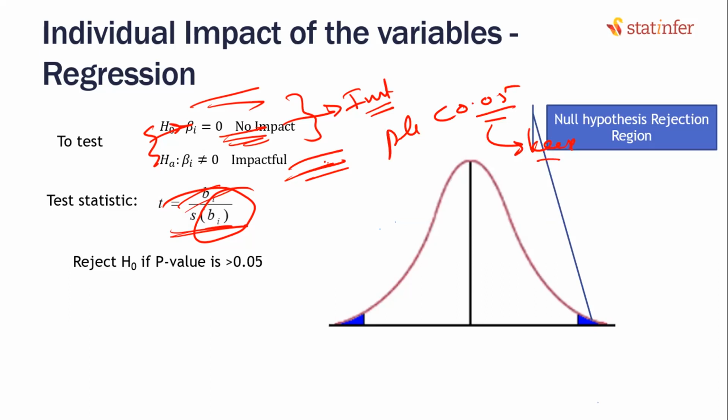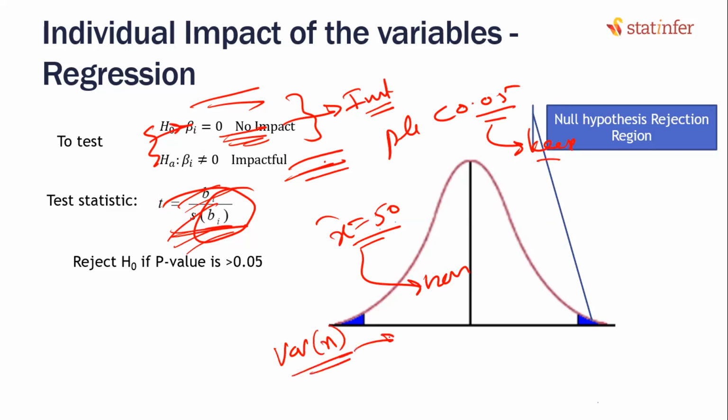Okay. So we keep such variables. First you start with the hypothesis only. Based on the hypothesis only, your distribution will come. If your hypothesis is x bar equal to 50, that follows normal distribution, let's say. If your hypothesis is variance of x, that means the variance in the age is, let's say, 5 years, the same variance in the sample will not follow normal distribution. It will follow something else. To test variance, some other f distribution or chi-square distribution will be used.